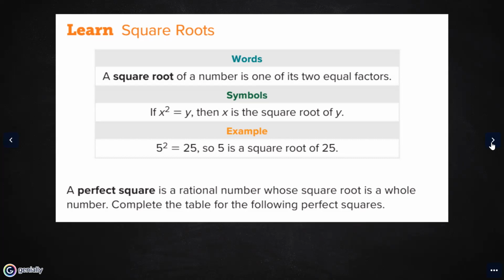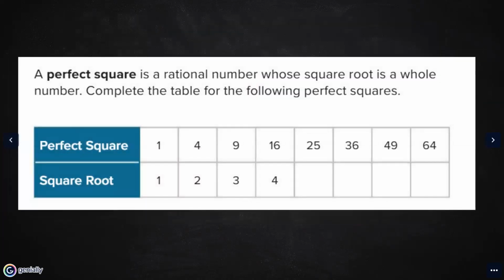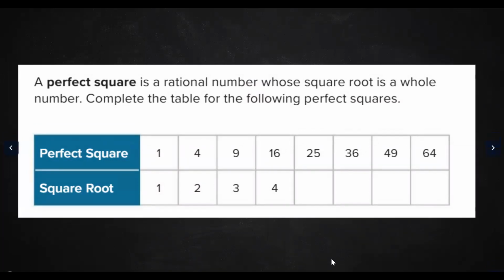Complete the table for the following square roots, the perfect squares. And we have a table right here. You have it in your books also, so you can see it right there. And it says a perfect square is a rational number whose square root is a whole number. And we have to complete the table with the following perfect squares. So if you see a pattern here, 1 times 1 is equal to 1, right? So this is our first perfect square.